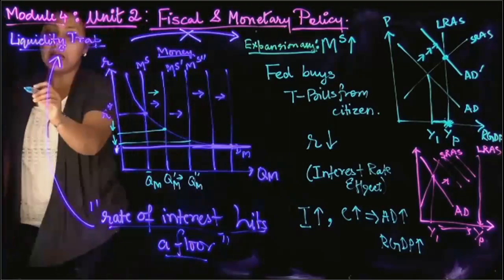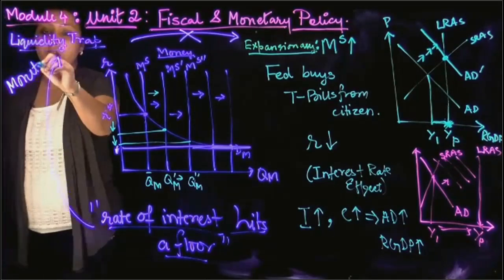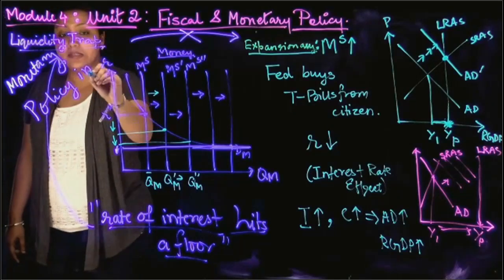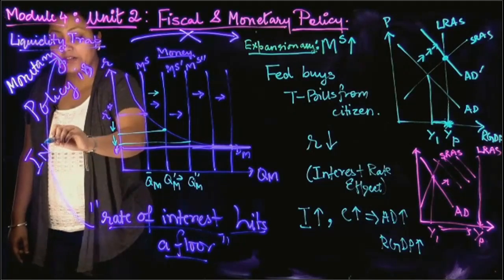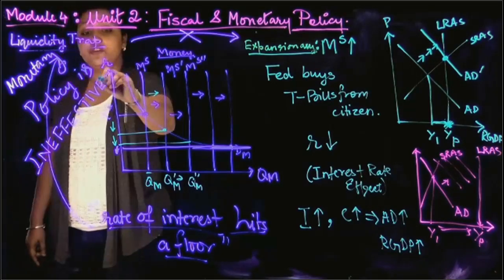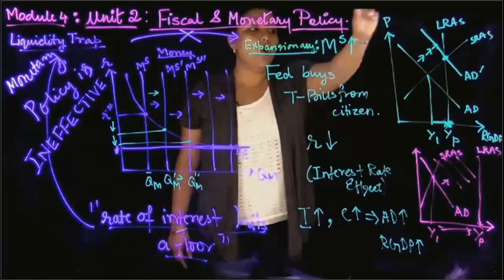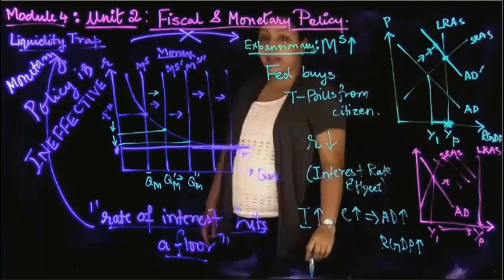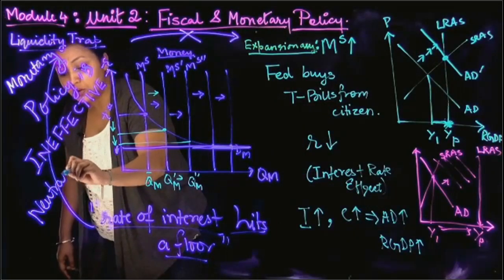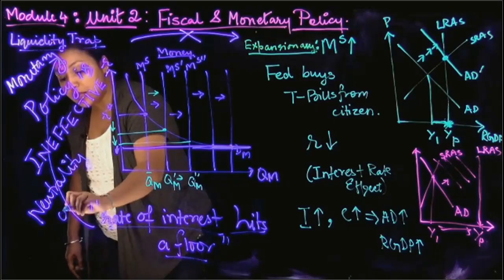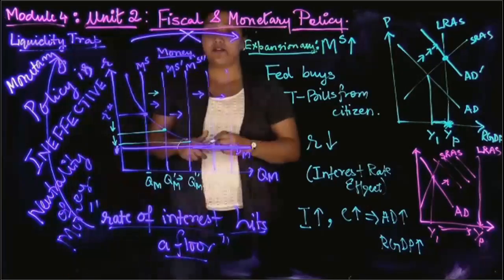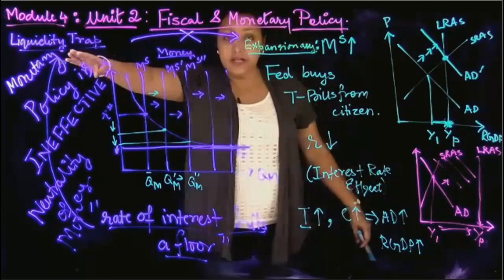So we can say that in a liquidity trap, the monetary policy is ineffective. In case of a liquidity trap, the monetary policy becomes ineffective. This whole mechanism becomes ineffective, and this is also known as neutrality of money. So in the liquidity trap, the money becomes neutral and monetary policy becomes ineffective.